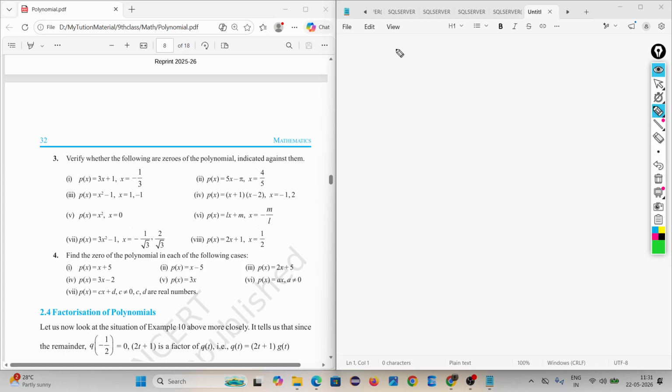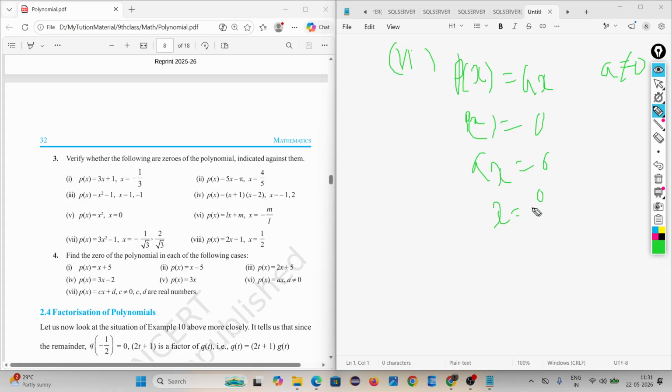Coming to question number 6. P of x equal to x, where a never becomes 0. So find the zero. a does not equal 0 but x can be 0. P of x equal to x. P of x equal to 0, so x equal to 0. 0 upon a in the world is nothing but 0.